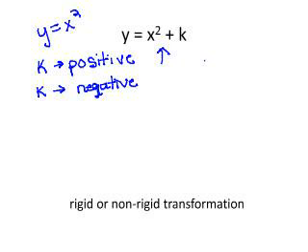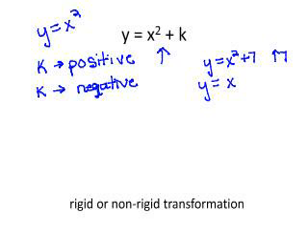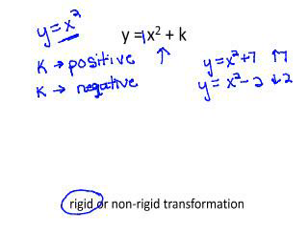Okay? So y is equal to x squared plus 7 is up 7 units from the parent function. If we have y is equal to x squared minus 2, then we know it shifted down 2 from the parent function. Okay? So I haven't changed the a value yet. So on this one, that's still a 1. So that means we're not changing the shape of it. We are just shifting it up or down. So that would be another example of a rigid transformation.